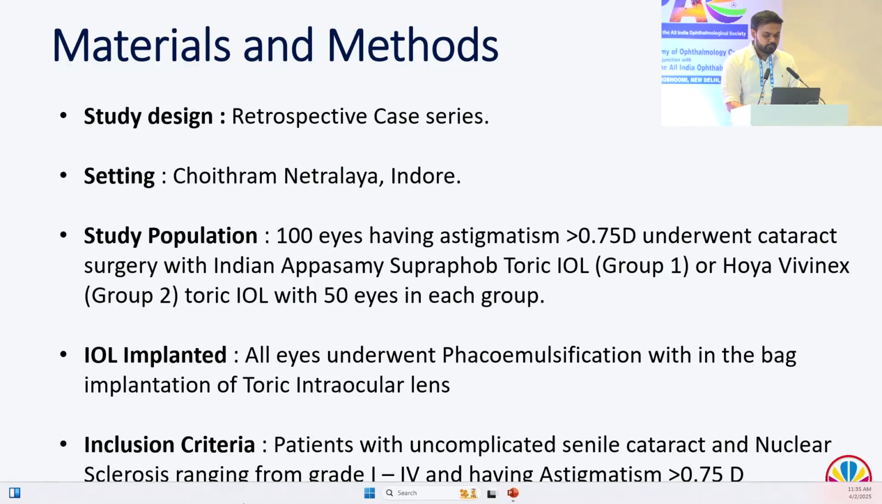The inclusion criteria of my study were patients with uncomplicated senile cataract and nuclear sclerosis ranging from grade 1 to 4 and having astigmatism more than 0.75 diopter. Any patients having any retinal pathologies were excluded from the study.